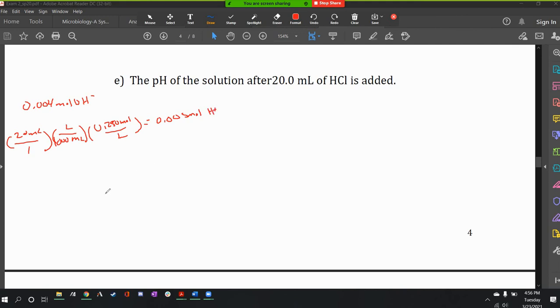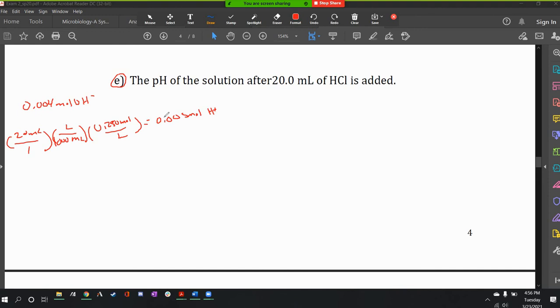So the difference here is that we're now going to overwhelm the amount of base present with this amount of acid. We're adding more acid than there is base. So if we come over here and do our reaction, one trick I think for this is don't look at this question and think of it linearly.